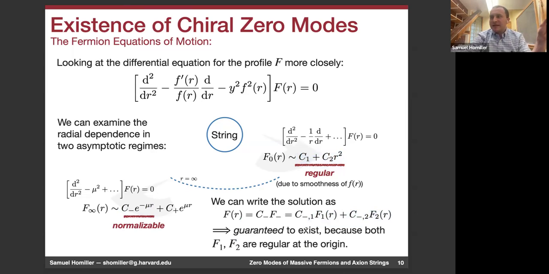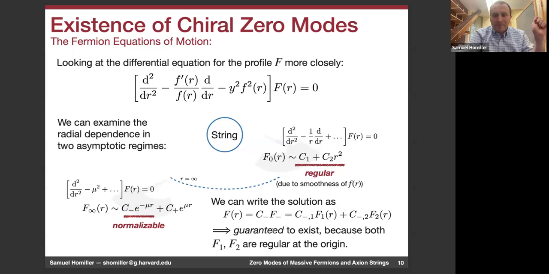And this is guaranteed to exist in this case because both F1 and F2 are regular at the origin, right? So the way that this could have failed is if only one of these solutions was regular at the origin, and the solution that actually existed was connected to the solution that's not regular. Then the solution could kind of break down, and you wouldn't necessarily have a zero mode solution that works. But in this case, both of these things are regular because of the shape of the string profile. And so it is guaranteed that this solution to the equations of motion exists.